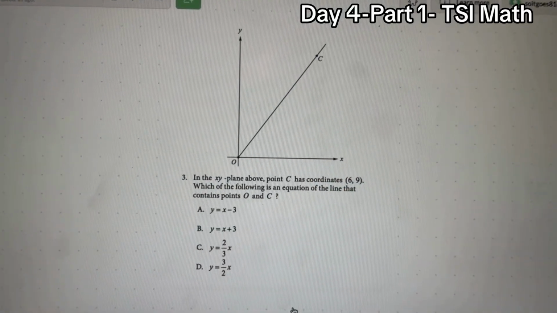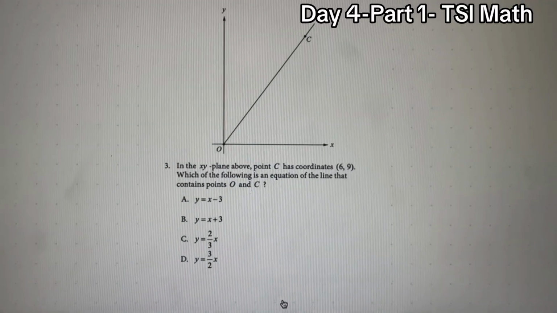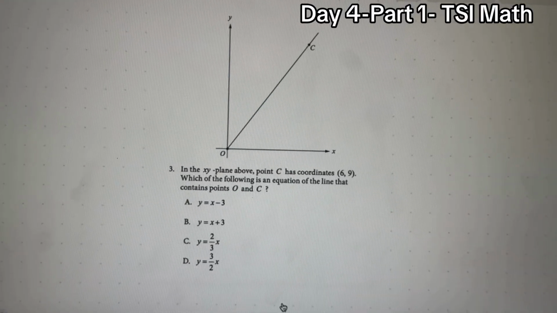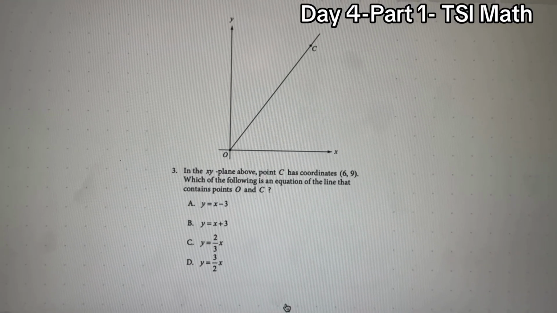Question number 3 for me, please. This is right off a TSI practice test. Okay. In the XY plane above, point C has coordinates.